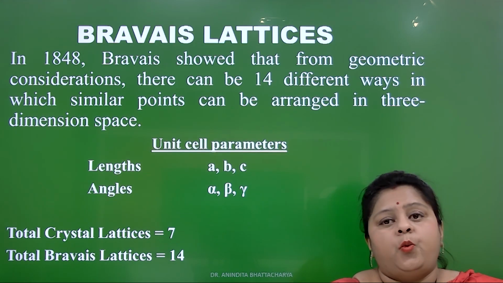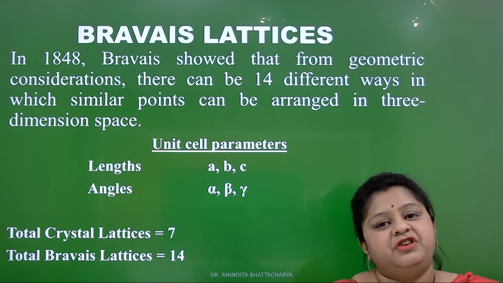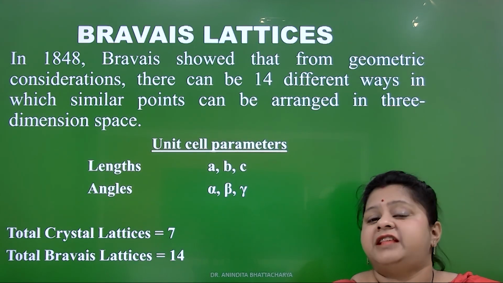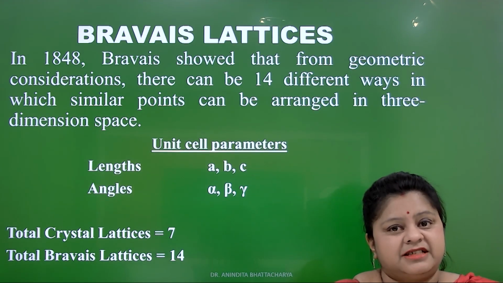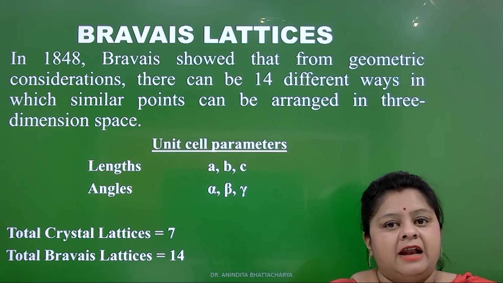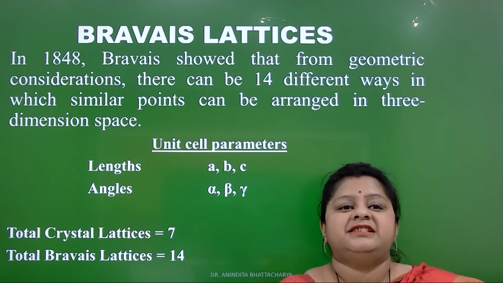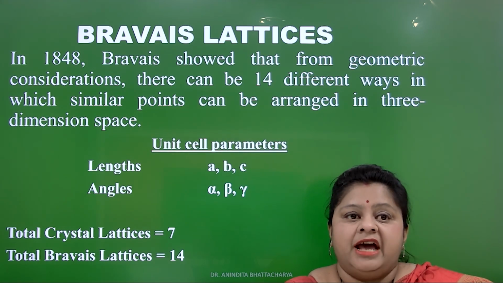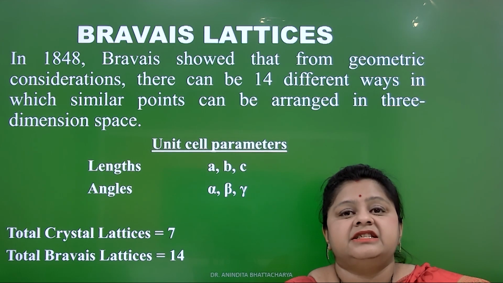So we have two types of cell parameters now. One is length, which is denoted by a, b and c, because we have length, width, and height. Similarly, we have angles between the sides, which are denoted by alpha, beta and gamma. We know that in crystal lattices the total arrangements available are 7, whereas in Bravais lattices the total is 14.